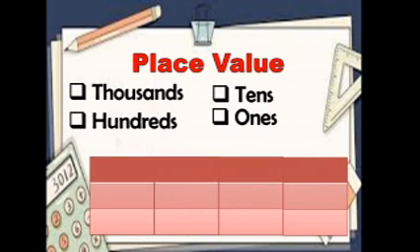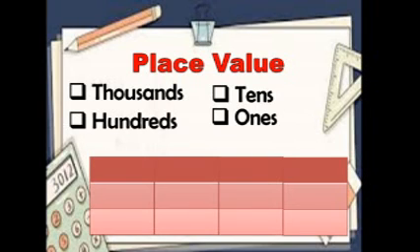We have here our place value chart. So, for us to know where to place the following place values in our place value chart, we should always start at ones. Let's start at ones. Where are we going to put ones in our place value chart?